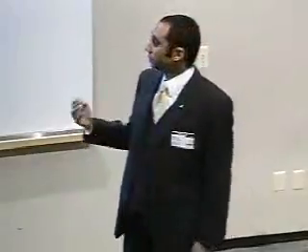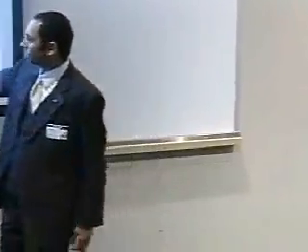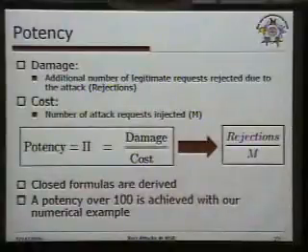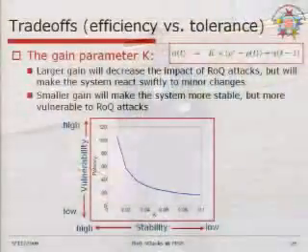So the damage is the additional number of legitimate requests that we rejected over this period of time, and the cost is the number of attack requests that we sent. In the paper we derive closed formulas, so you can plug in these formulas and find the numbers, and we can achieve a potency of 100. This means that for every request the attacker sends, 100 legitimate requests will be denied access. Does that number 100 depend on a particular parameter? Yes, I will talk about this.